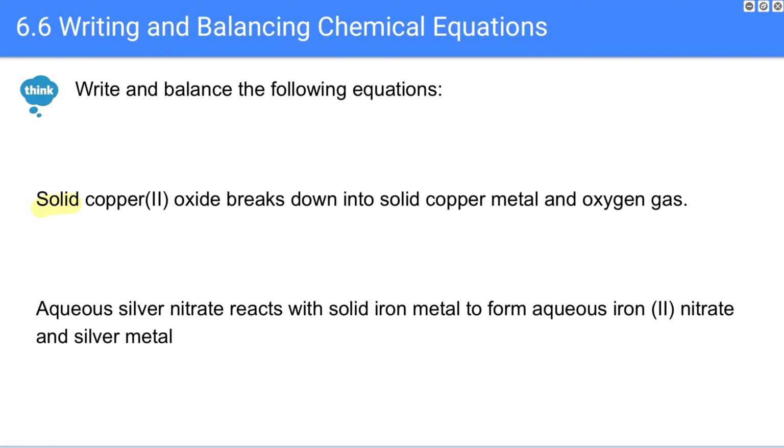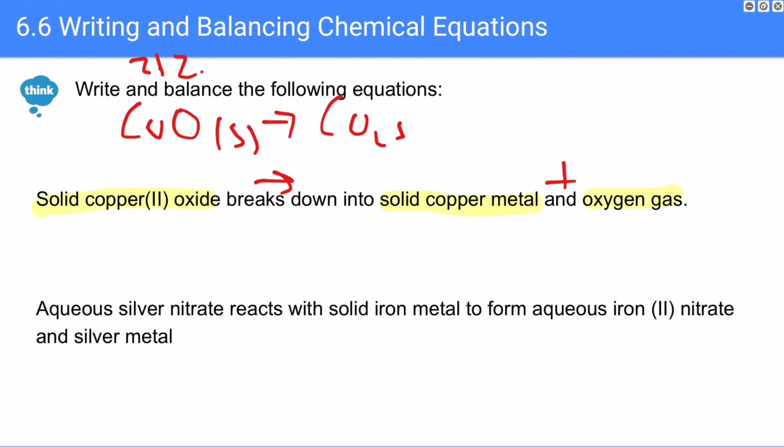All right, solid copper oxide breaks down into solid copper metal and oxygen gas. Again, we put our little arrow here and our plus sign, so let's write this out. So copper 2 oxide, so that is CuO, 2 plus, 2 minus. That is a solid. Breaks down into solid copper metal. Okay, so anything by itself, just Cu, and oxygen gas, that is our diatomic, O2.